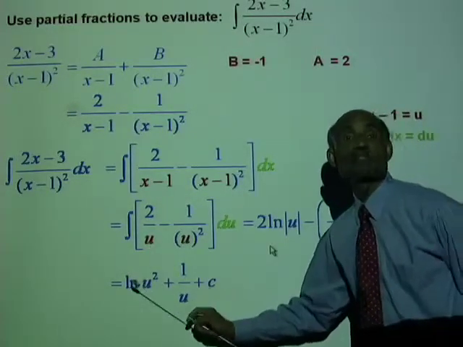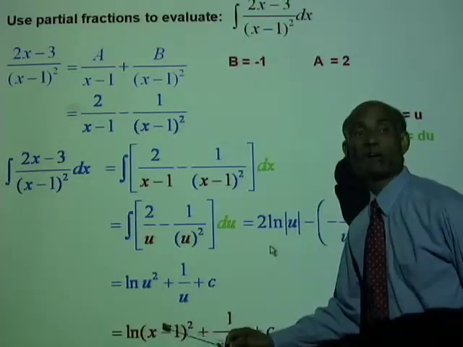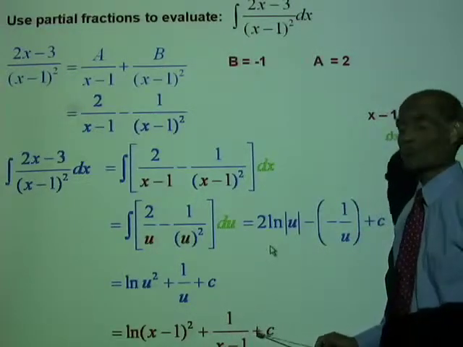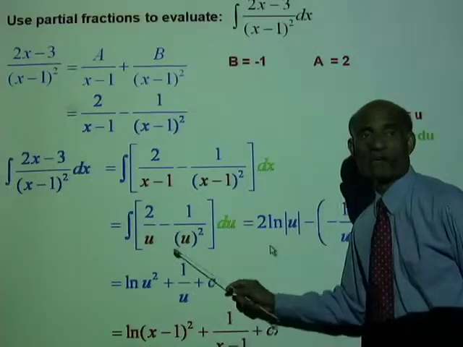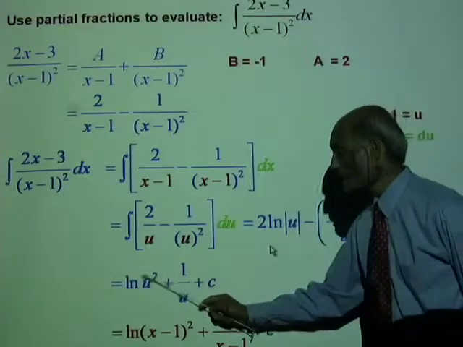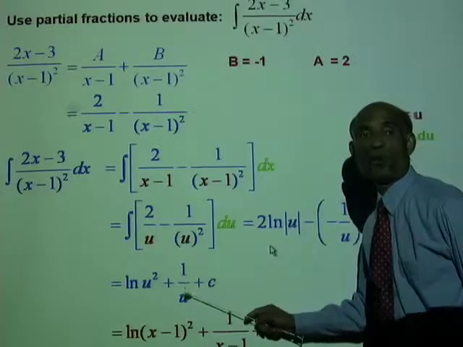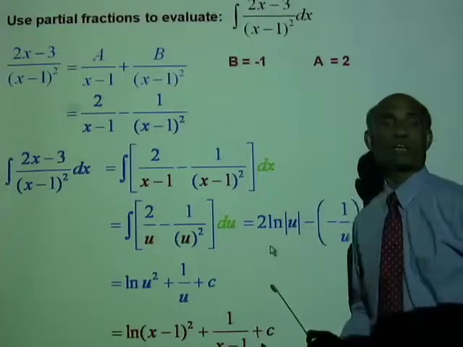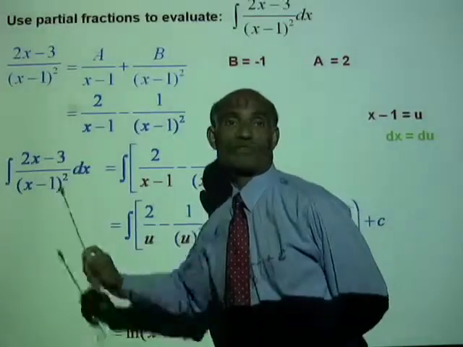And what do you do next? Replace your u. That will be ln of (x minus 1) to the power of 2 plus 1 over (x minus 1) plus c. So if you cannot see this, I'm going to read this one more time. The final result will be ln of u squared, which is (x minus 1) to the power of 2, plus 1 over u, which is 1 over (x minus 1), plus c. And that is the result of integrating this complex quantity.